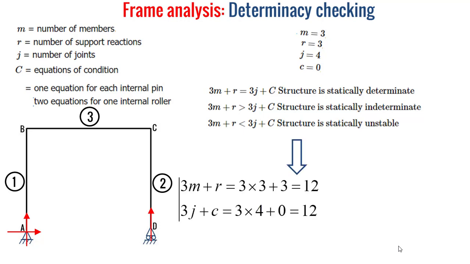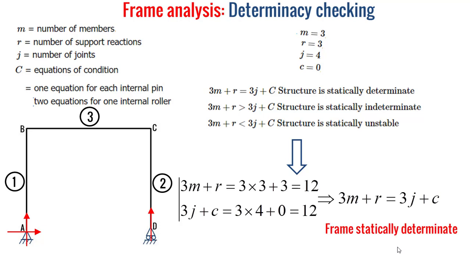Well, for our case, we have 3m plus r equal to 12 and 3j plus c equal to 12. So we are in the case 3m plus r is equal to 3j plus c. So our frame is statically determinate and all the unknown external reactions can be determined using only the static equilibrium equations without any need for other additional equations. So our frame is statically determinate, and this justifies why we used a pin support together with a roller support.